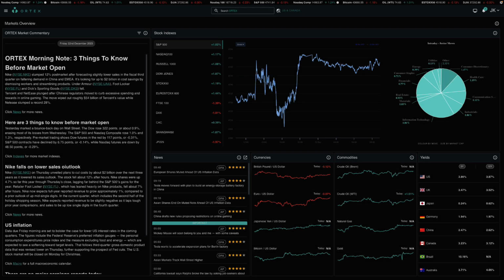So what is ORTEX? ORTEX is a revolutionary web-based global stock data, idea and analysis platform with a universe of over 60,000 stocks and ETFs. ORTEX combines thousands of datasets from best-in-class data providers as well as creating proprietary data and analysis.